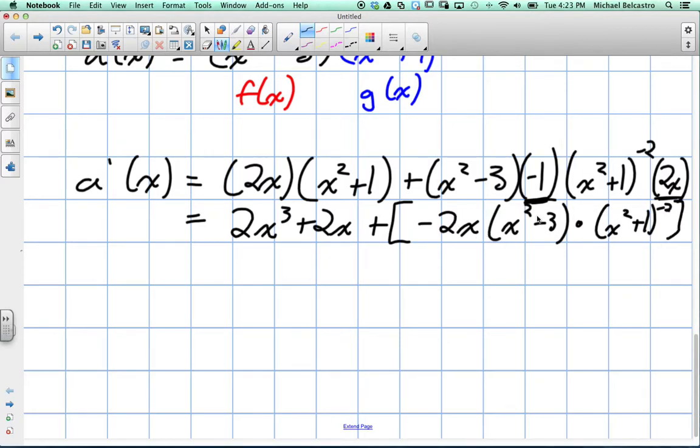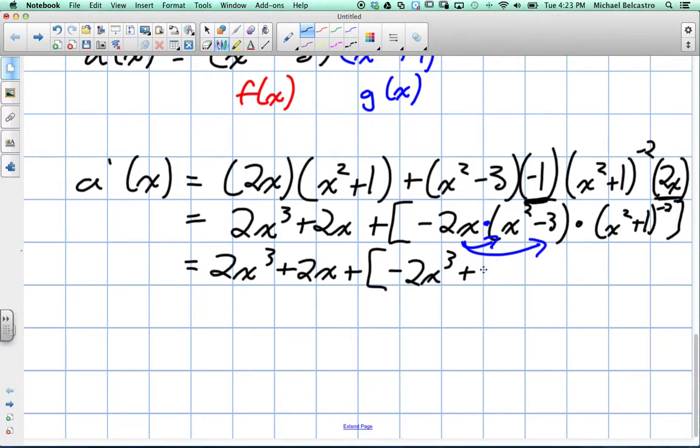We can bring this in because there's a rule, an associative property. When you're multiplying, you can essentially multiply in any order, as long as you multiply everything. So we bring in our distributive property here. This stuff all stays the same, 2x cubed plus 2x, and then plus our bracket. We bring in this negative 2x, we get negative 2x cubed plus 6x, and still needs to be multiplied by what we have here. Now, the best way to really go about this, because we have to keep that exponent, would be to turn this into a fraction again.